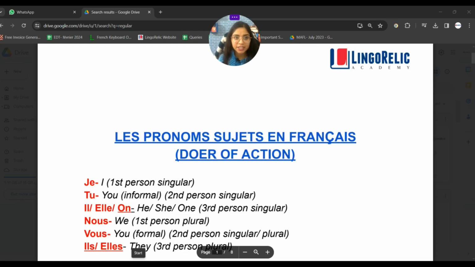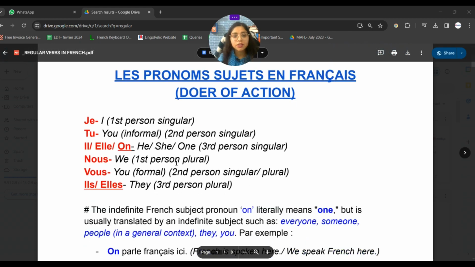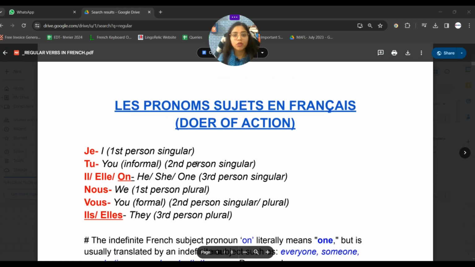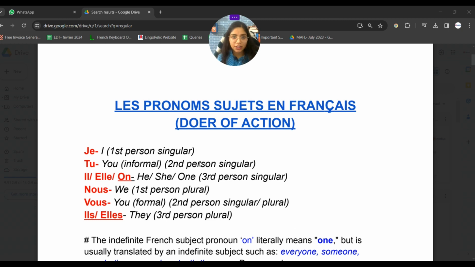Today's session is going to be dedicated to verbs, how you conjugate them, how you pronounce them, and how you put them correctly in sentences. But before we proceed, I am going to talk to you about the subject pronouns, les pronoms sujets en français, which are basically the doer of the action, as in these are the words according to which you are going to conjugate your verb each time in the sentence.